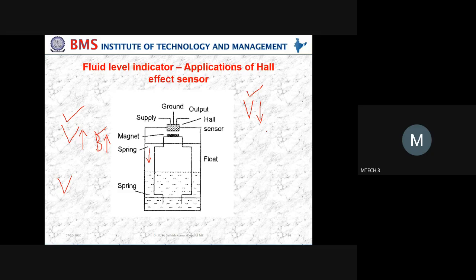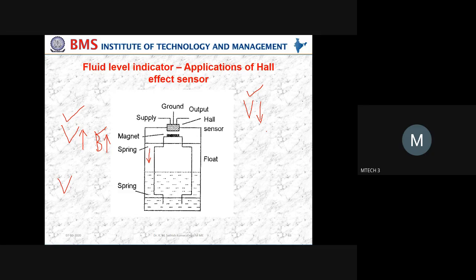Now, to determine the Hall voltage, Vh is proportional to BI by t. So if you give a constant current source and the thickness of the conducting material is constant, the magnetic flux density is the only varying parameter. So Vh is directly proportional to magnetic flux density. Now you have observed one small video regarding that and the explanation with a particular application. This is about the Hall effect sensor.